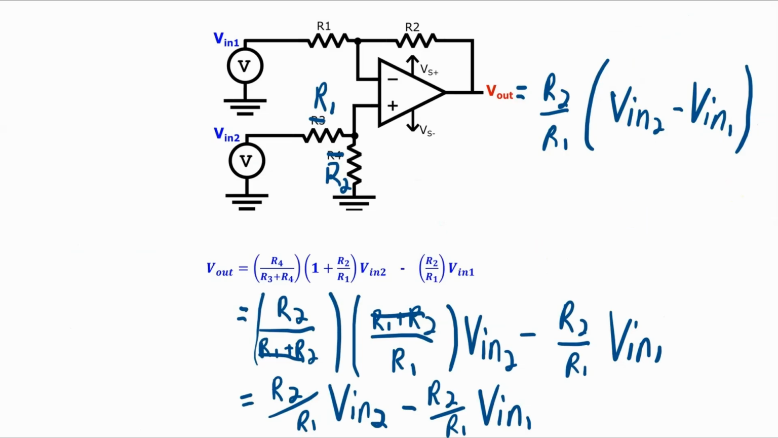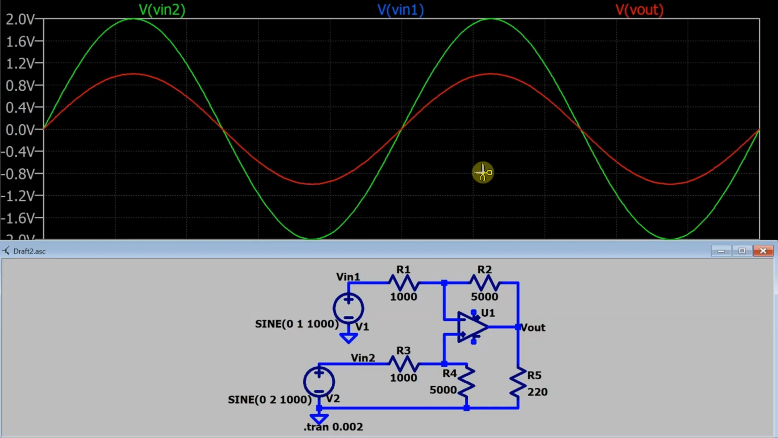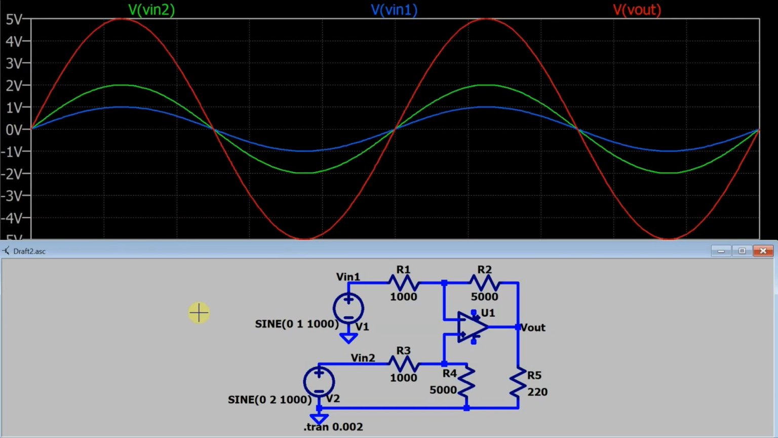Now we are looking at this case here. The output will be R2 over R1. 5K over 1K gives me 5 times the difference between input 2 and input 1. So that difference is 2 minus 1, and then it's going to have a gain of 5. So let's see what happens when I simulate this. There you can see input 2 is my 2 volt peak, input 1 is my 1 volt peak, and the output now has a 5 volt peak.